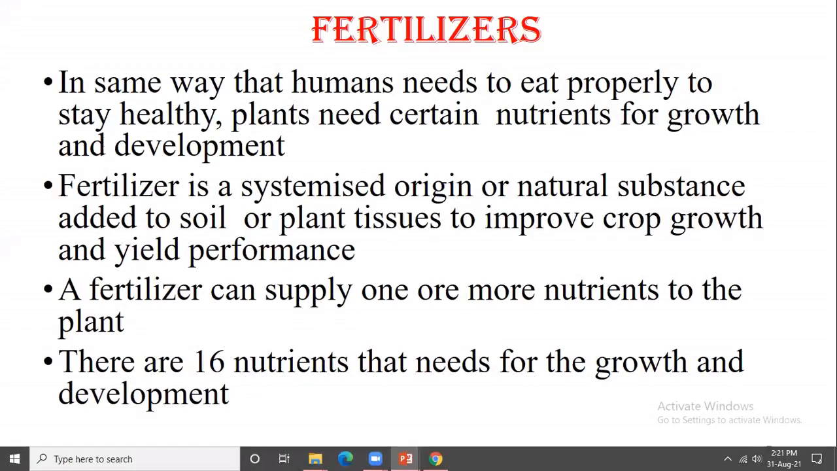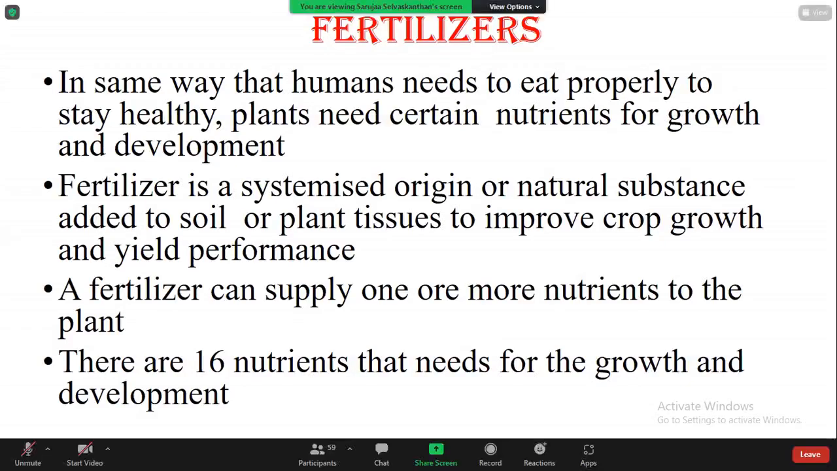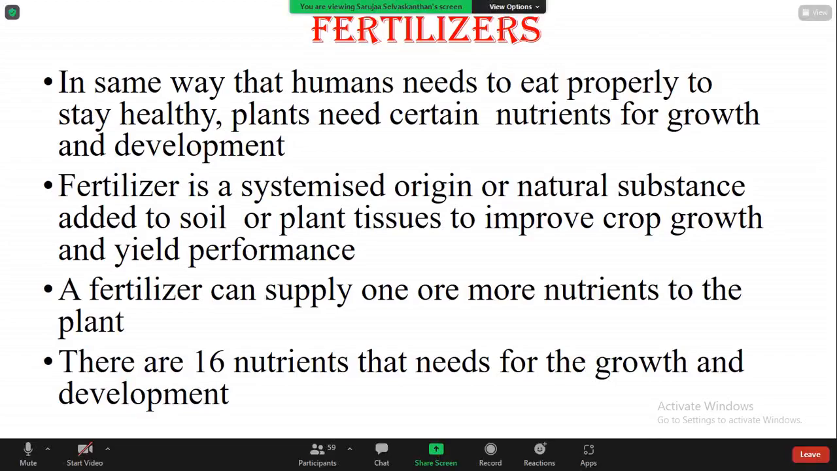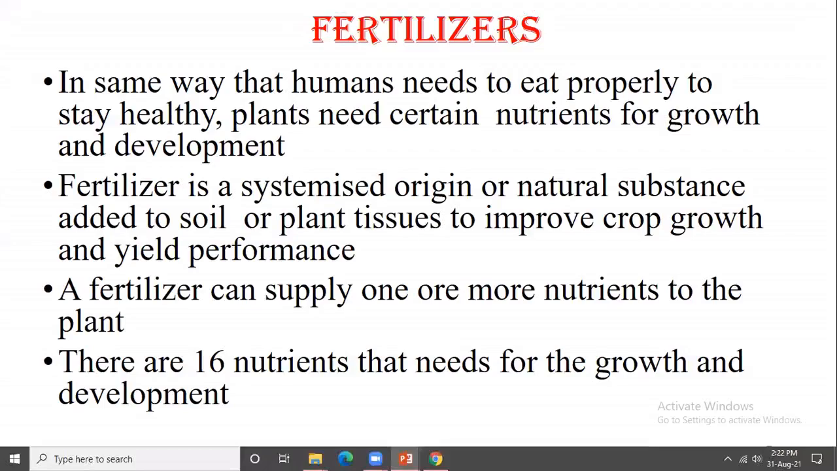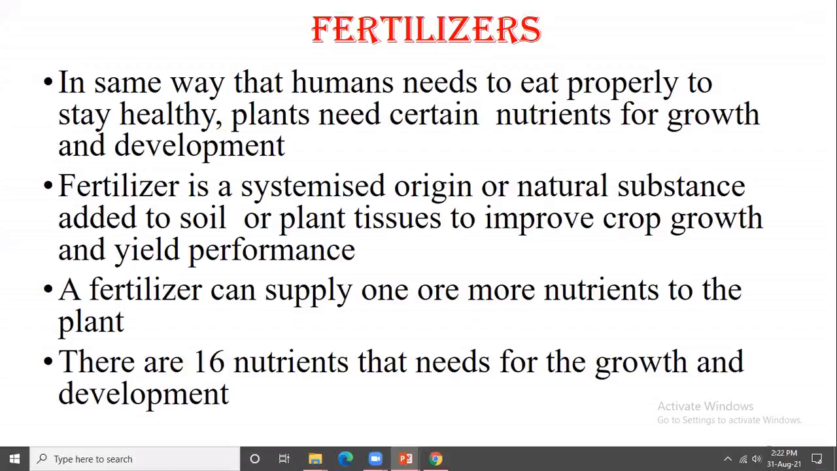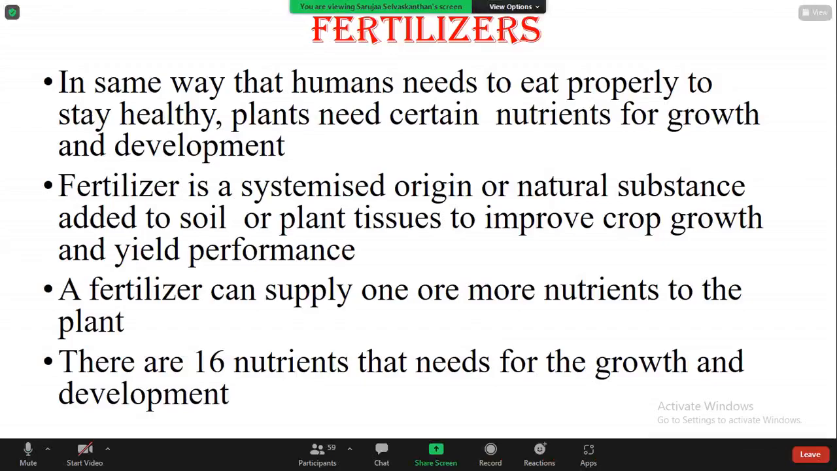Okay, what are the inorganic fertilizers available nowadays? Tell some fertilizers. Urea, potassium, TSP, triple superphosphate, ammonia, MOP.